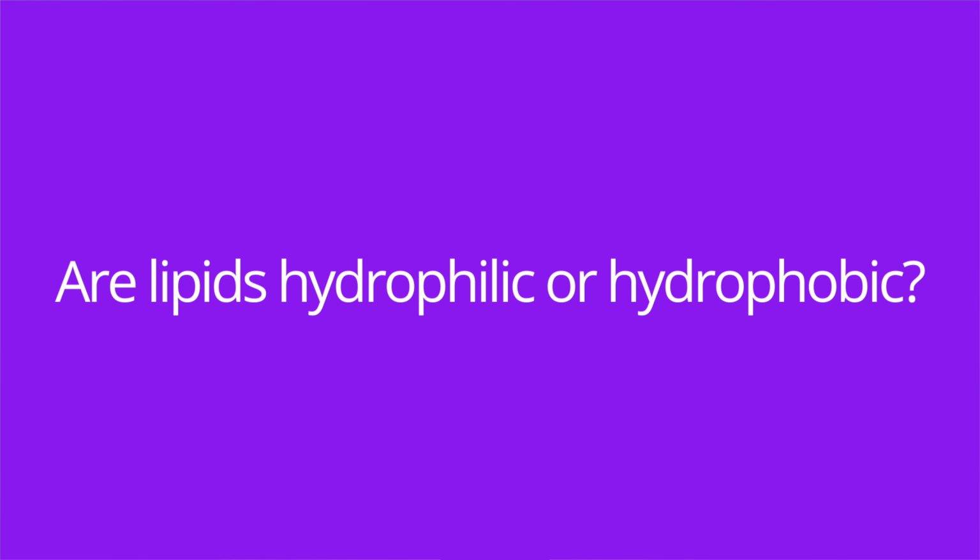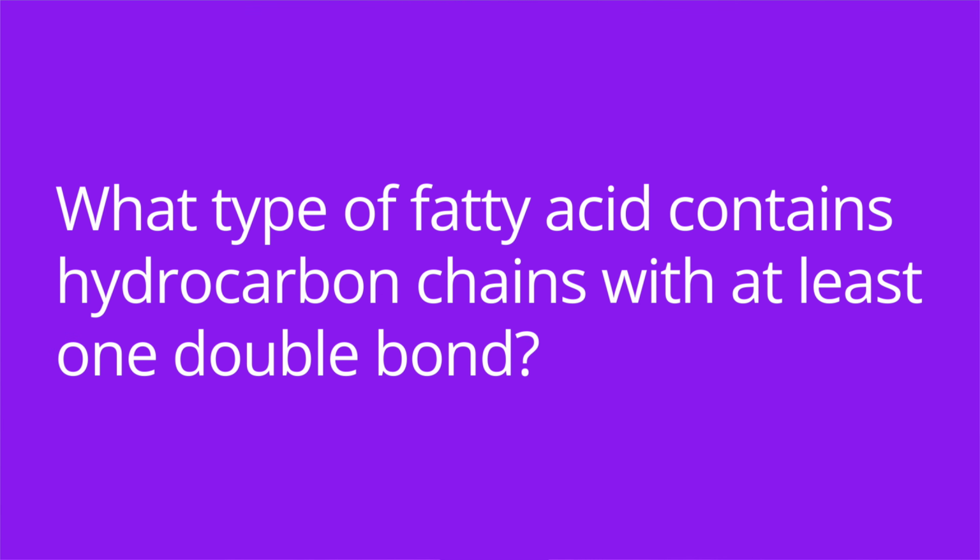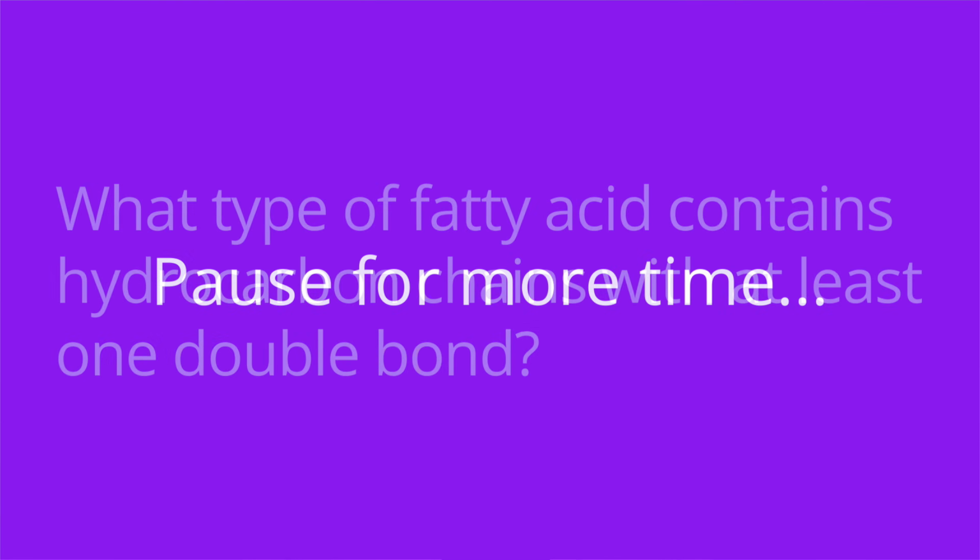Number 6. Are lipids hydrophilic or hydrophobic? The answer is hydrophobic. And last question. What type of fatty acid contains hydrocarbon chains with at least one double bond? The answer is unsaturated fatty acids.